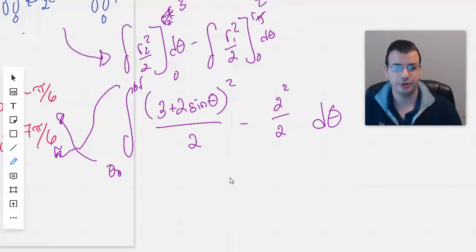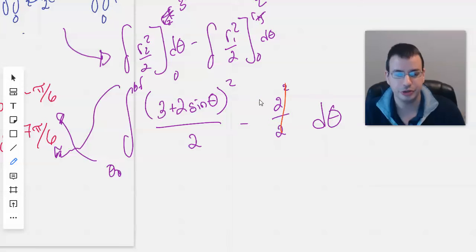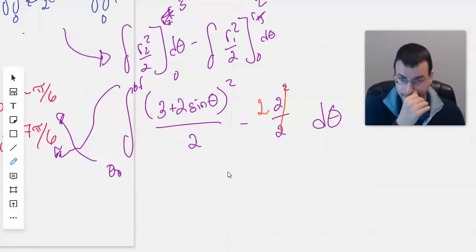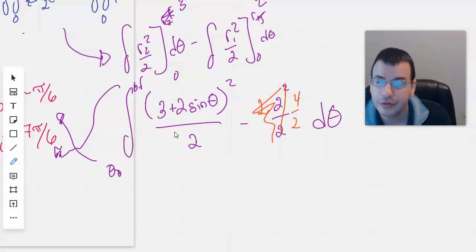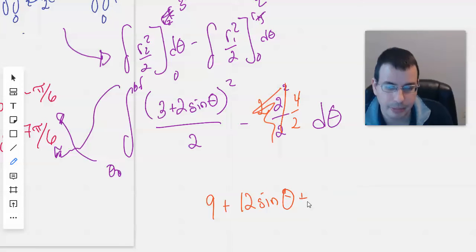Okay, so simplify this real quick. That's 4 over 2, which is 2. So this will be, I'll leave this as 4 over 2. So then this will be 3 times 3, which will be 9, plus 3 times 2, which is 6, times 2 is 12 sine of theta. This is the FOIL method. Plus 4 sine squared theta.